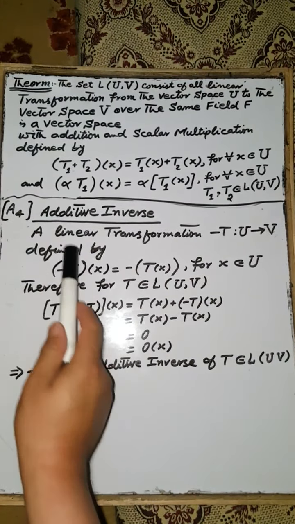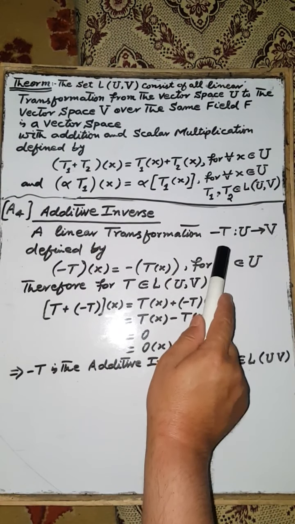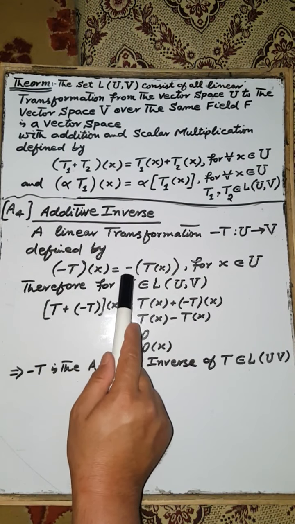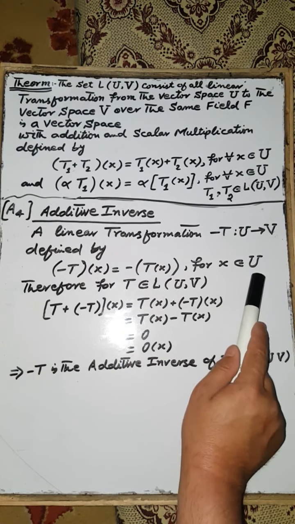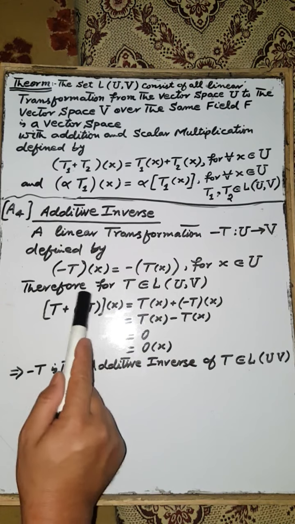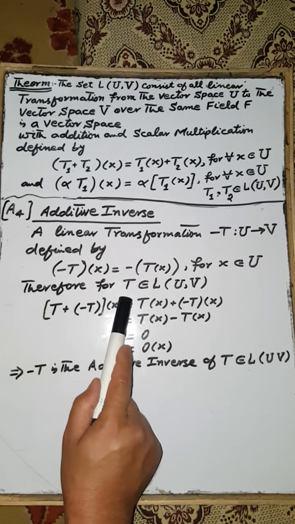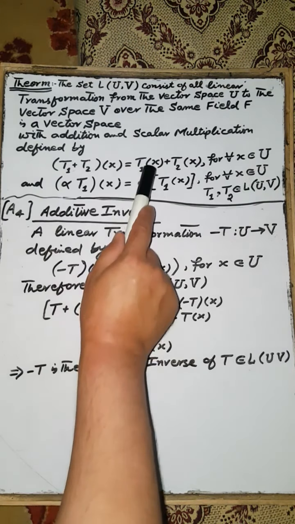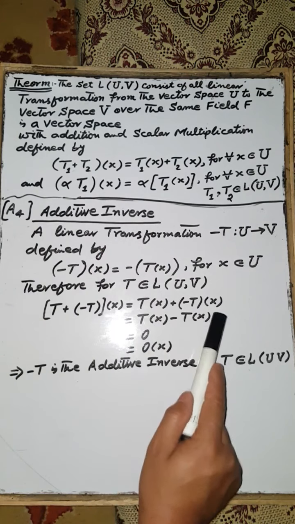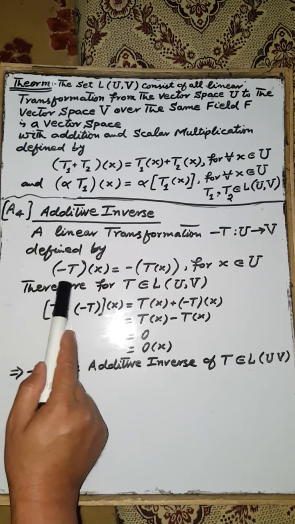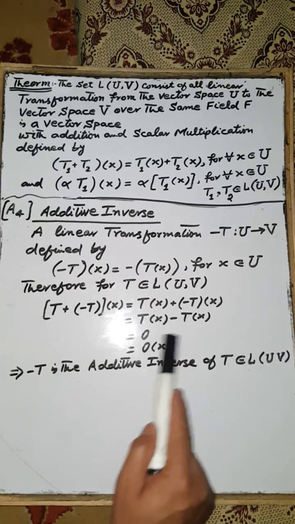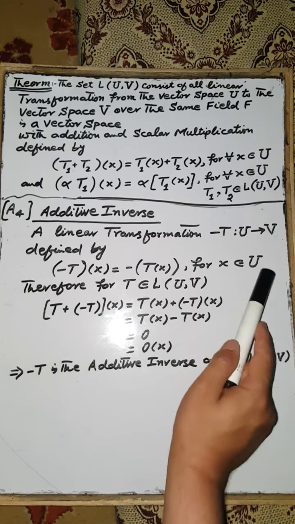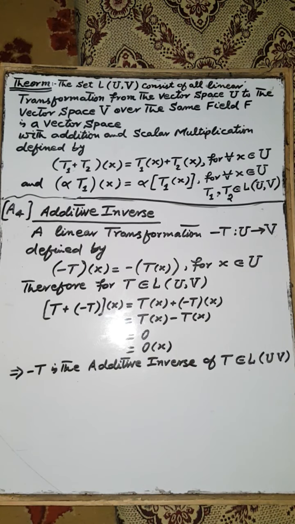To check the next condition, that is additive inverse. For a linear transformation -T from U to V defined by (-T)x equal to -1 multiplied by Tx, for x an element of U, then for the linear transformation T from U to V, (T + (-T))x is equal to, according to this condition, Tx + (-T)x, and (-T)x is equal to -1 multiplied by Tx. Therefore, Tx and -Tx cancel.